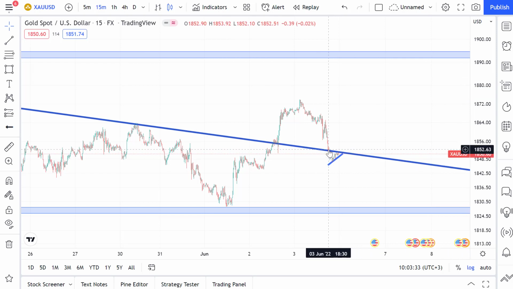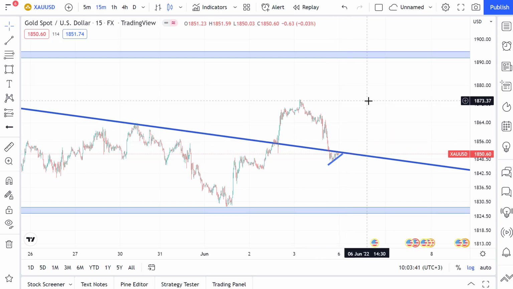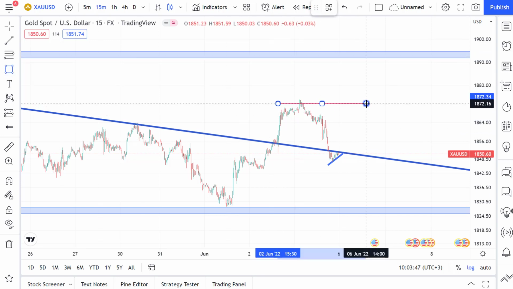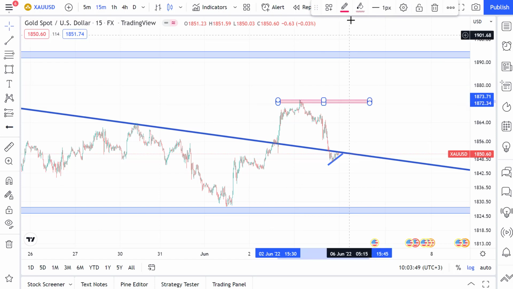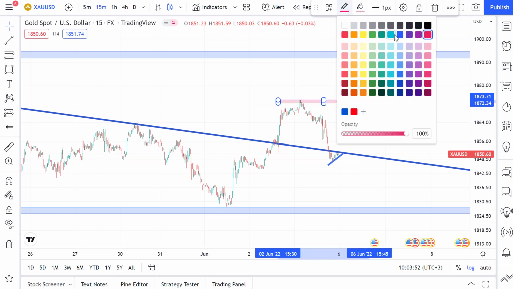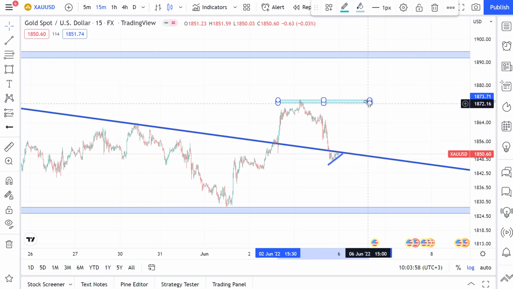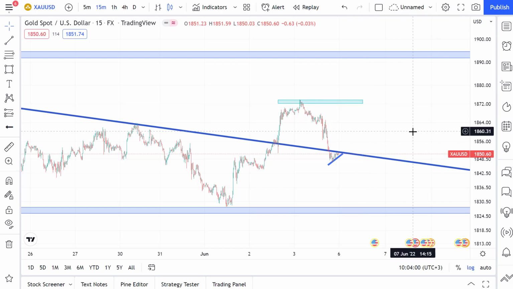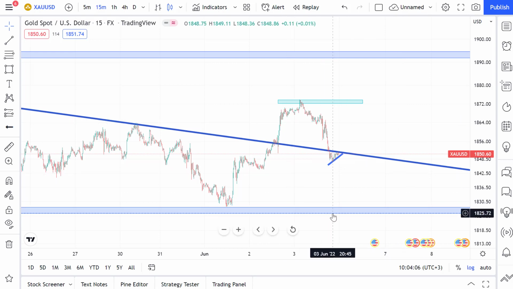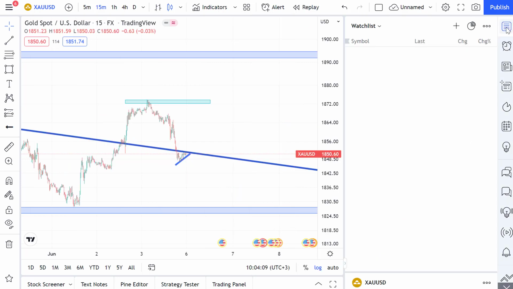But if we have a trend reversal from this side, again, we can say we will see this zone again, as it was the previous resistance for us. If not, 1825 is not out of mind. This is for gold.